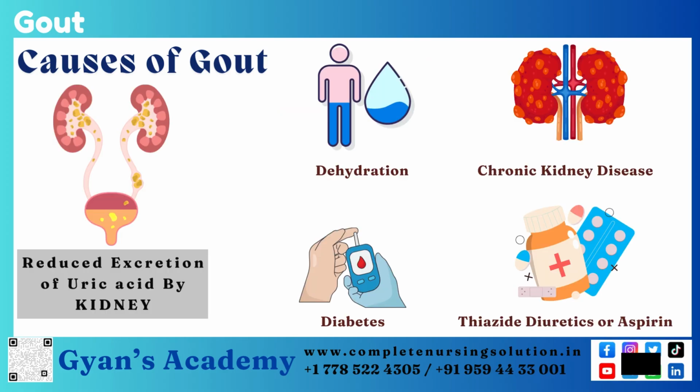Finally, hyperuricemia can also occur when there is reduced excretion of uric acid by the kidney, which can result from dehydration, diabetes, chronic kidney disease, and medications like thiazide diuretics or aspirin.